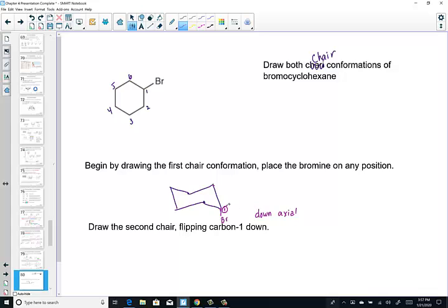Now, perform a ring flip. When I say a ring flip, take carbon 1 and push it up, take carbon 4 and push it down. You're twisting all 6 carbons in their single bonds. You're twisting them to change shape. Now here's how I draw that.